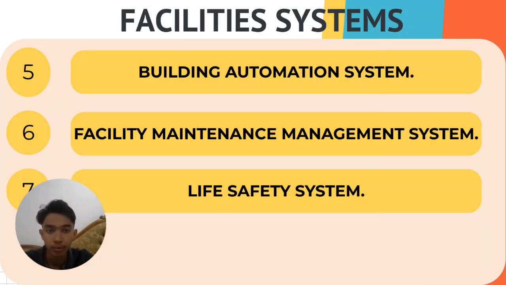Okay, so continue from previous. Building automation system. A building automation system is a centralized computer-based system used to monitor, control, and manage a building's critical systems automatically to improve efficiency, comfort, safety, and energy saving. So the key systems controlled by building automation system are HVAC system, lighting system, alarm and security, humidity control, energy management, and access control. For example, managing door locks, entry cards, and surveillance.